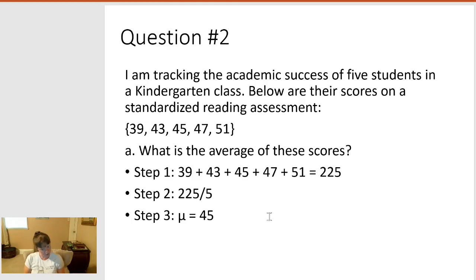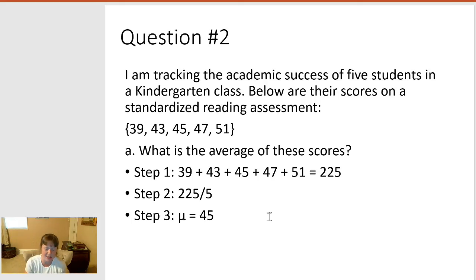Now, question 2 is a z-score question. In this question, essentially, you're going to be practicing calculating z-scores, and then you're going to be demonstrating that rule that I taught you, that z-scores will always have an average of 0 and a standard deviation of 1. And so here's the question.